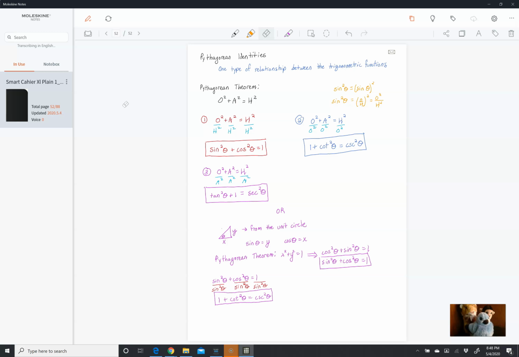And then to get the third one, we could do the same thing. We take sine squared theta plus cosine squared theta equals 1. And this time, we divide everything by cosine squared. And again, that's fine. We're not changing the value of anything. We're dividing everything by cosine squared, so we're preserving the equality.